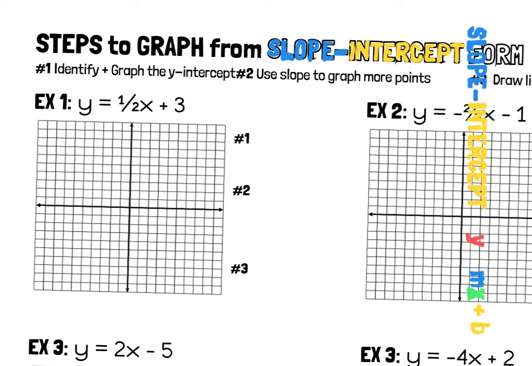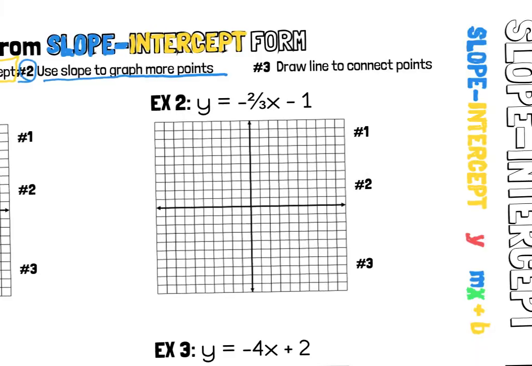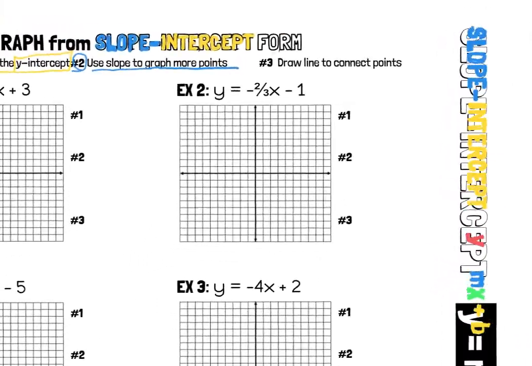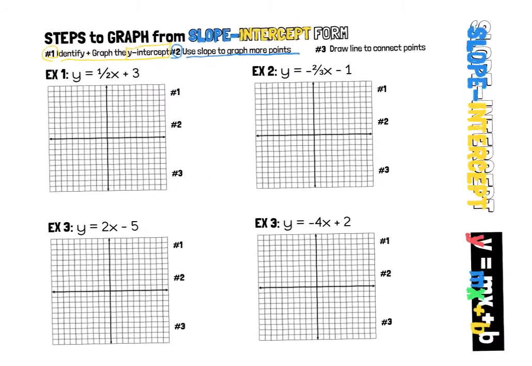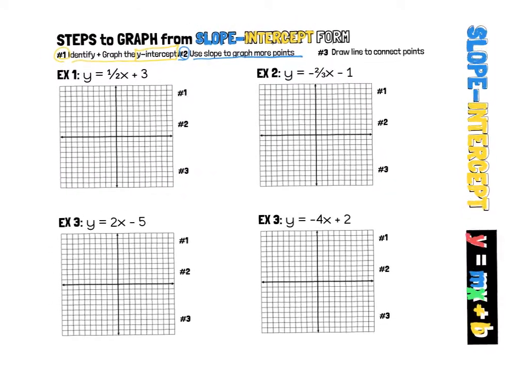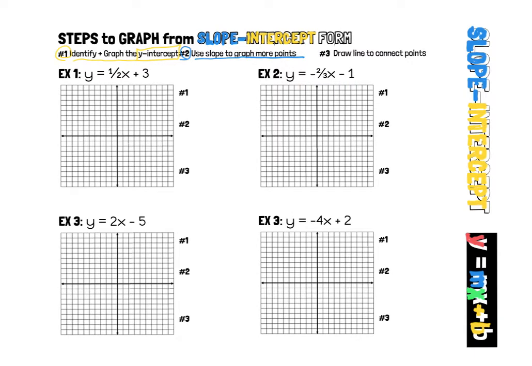Right here, identify and graph the y-intercept. Step two, and actually let's do that in yellow. All right, step one, identify and graph the y-intercept. Step two, use the slope to graph more points. And then finally, step three, right here, draw a line to connect the points. So that's what we're going to do.